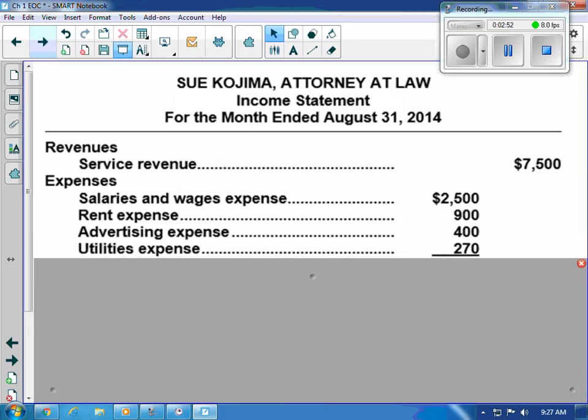Now again, some businesses will put these in alpha order. Some will put them in order of greatest to least balances. Just know on the test, I'm okay with any order as long as the 4 are there, or 5 or 3 or however many there are.